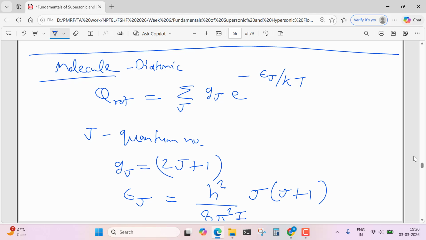So now we have seen the internal energy due to translational energy and electronic energy. So let's see the rotational energy also. And this rotational energy will depend on the type of molecule, so we are seeing only the diatomic molecule.